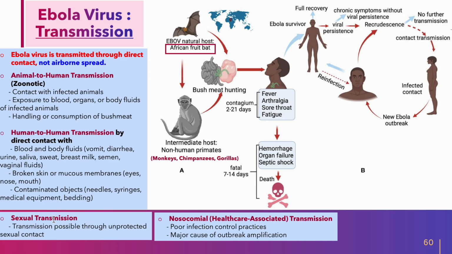For sexual transmission, as you know, this virus can be in direct contact with blood and body fluids. So it can also be found in semen, which leads to sexual transmission. And for nosocomial infection, it happens through poor infection control practices in the hospital.